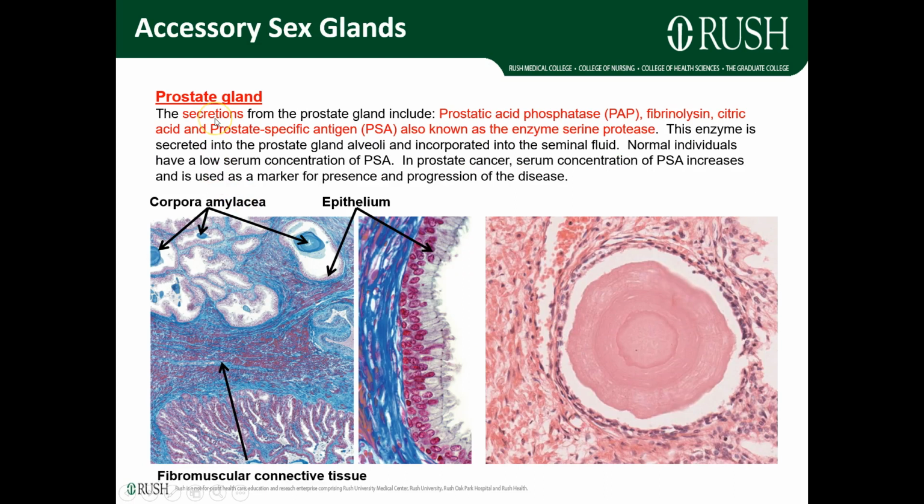So the secretions from the prostate gland include the prostatic acid phosphatase, fibrinolysin, citric acid, as well as prostate-specific antigen. And this enzyme is secreted into the prostate gland alveoli, and then it is incorporated into the seminal fluid. Normal individuals have a low level of PSA, but in prostate cancer, the concentration of this could be used as a marker and progression of the disease.